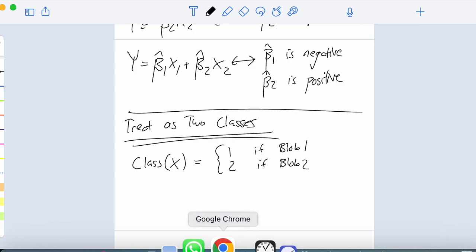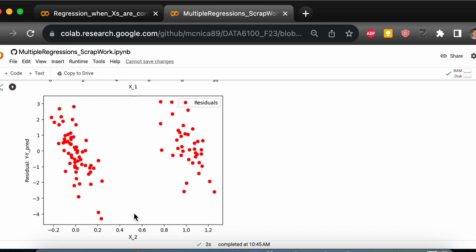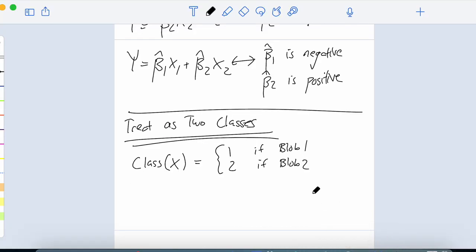But what I can do is just look, and draw a line down the middle of the screen and say, if you're over there, then blob 2. If you're over here, then blob 1. So instead of doing this, this is what I would like to do. Why don't we do the estimated class? We'll just estimate which class you are.